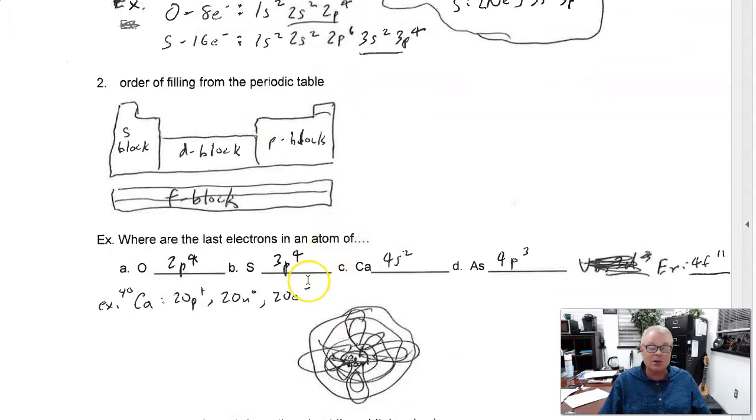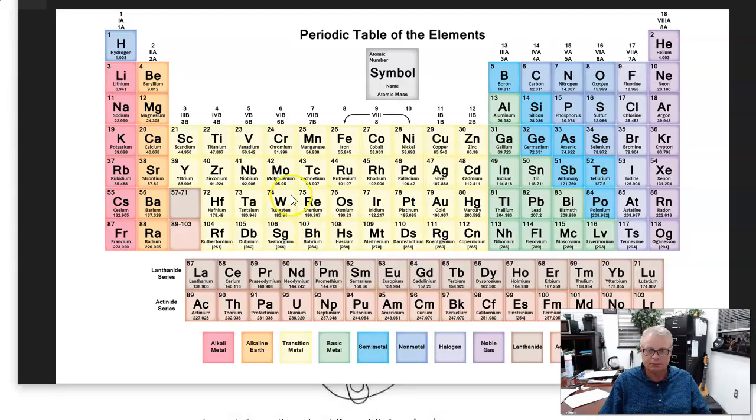All right, how about sulfur? Here's sulfur. 1, 2, 3 rows down in the p block, 1, 2, 3, 4 across, 3p4. So 2p4, 3p4, 4p4, 5p4. Do you see why these elements in this column react very similar? Sure. See, similar electron configuration, similar chemical reactivity.